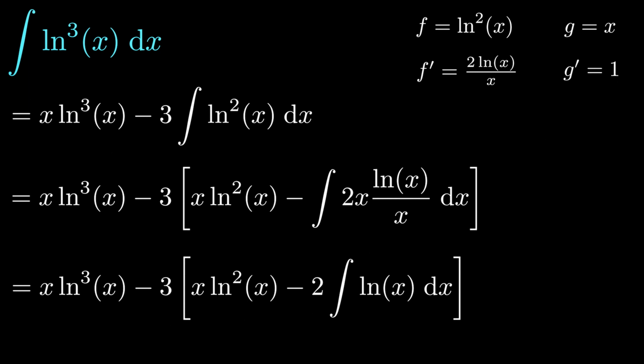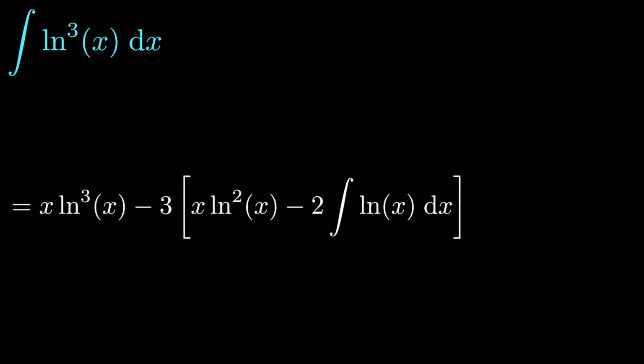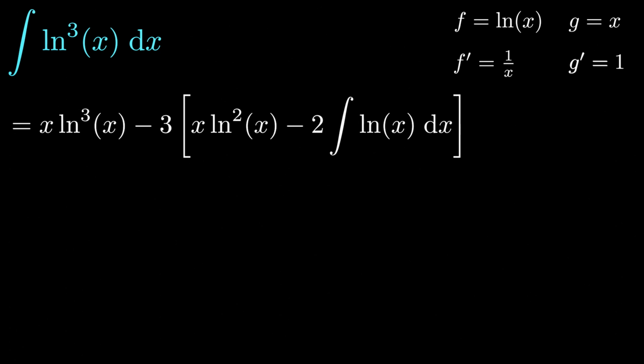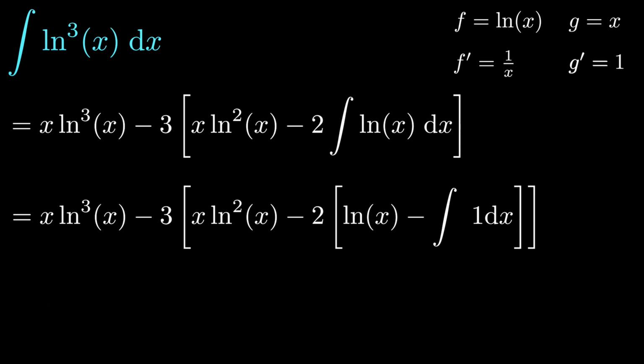So we're going to apply integration by parts for a third time and see what we end up with. So, taking f to be the natural logarithm of x and g' to be equal to 1. Differentiating f, we get f' is equal to 1 divided by x. And integrating g', we have g is equal to x. Using these new values for f and g, we have x times the natural logarithm of x cubed minus 3 multiplied by x times the natural logarithm of x squared minus 2 multiplied by the natural logarithm of x minus the integral of 1 dx.